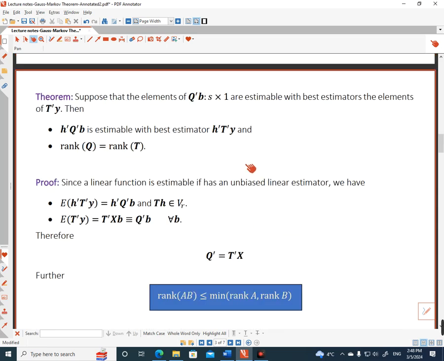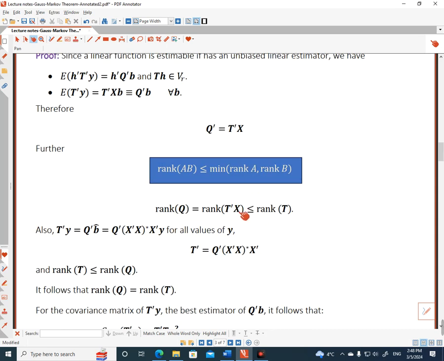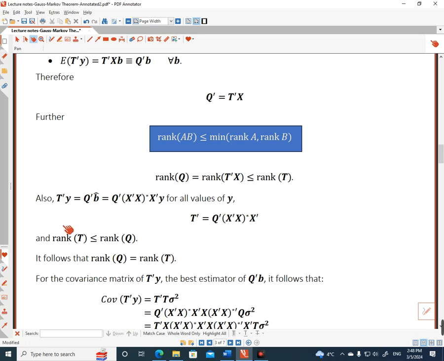Which is then equal to the rank. Then you can see if I have the rank of Q greater than the rank of T, then I can say, okay, in one direction we have lesser or equal to rank of T, in another direction we have greater or equal to rank of T, then it must be equal. Now look at T prime Y.